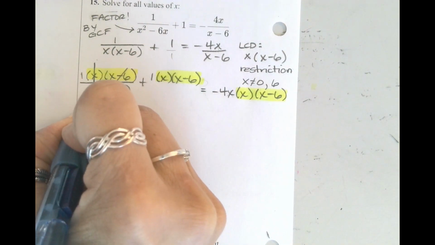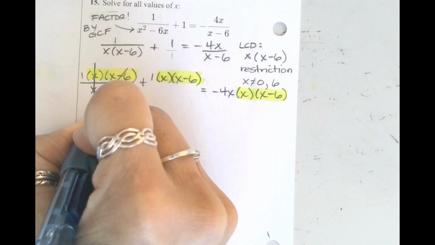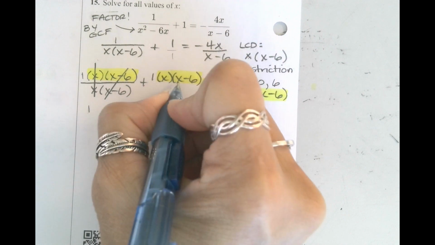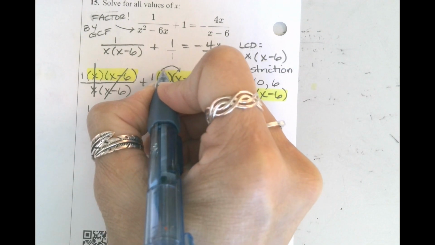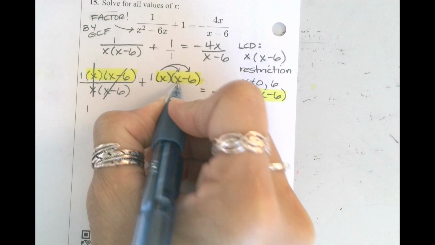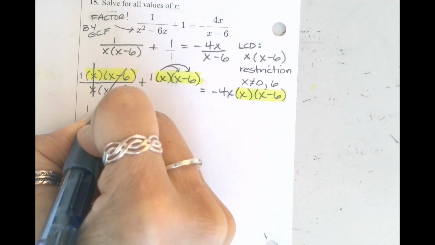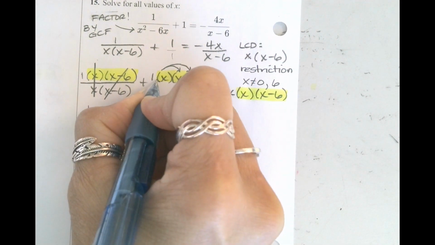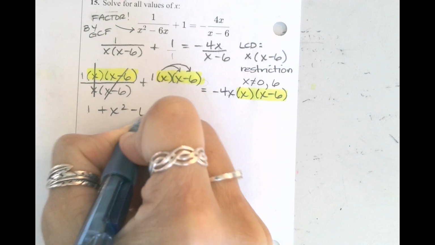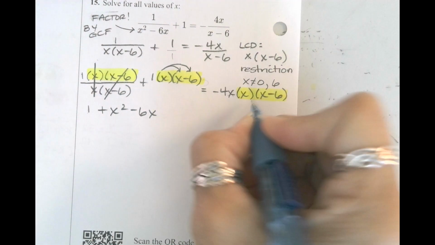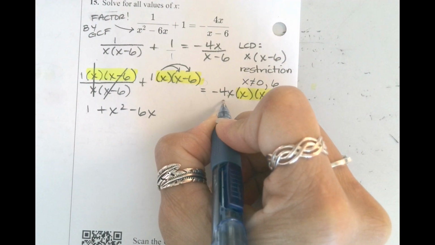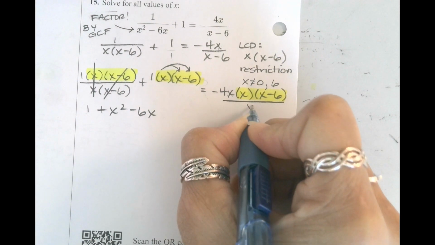1 is by itself. This 1x multiplies times x minus 6. And so 1x times x is just going to be x squared. And x times negative 6 is going to be negative 6x. Oh, I forgot to put my over x minus 6. None of you guys told me that. You were going to ask?